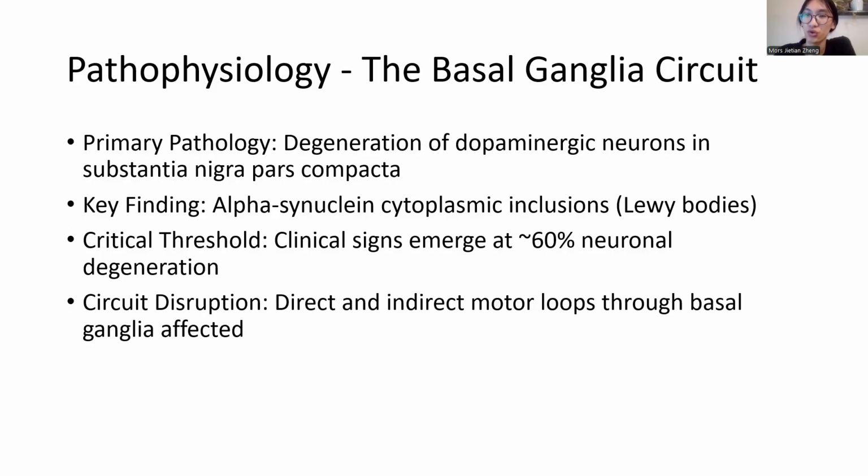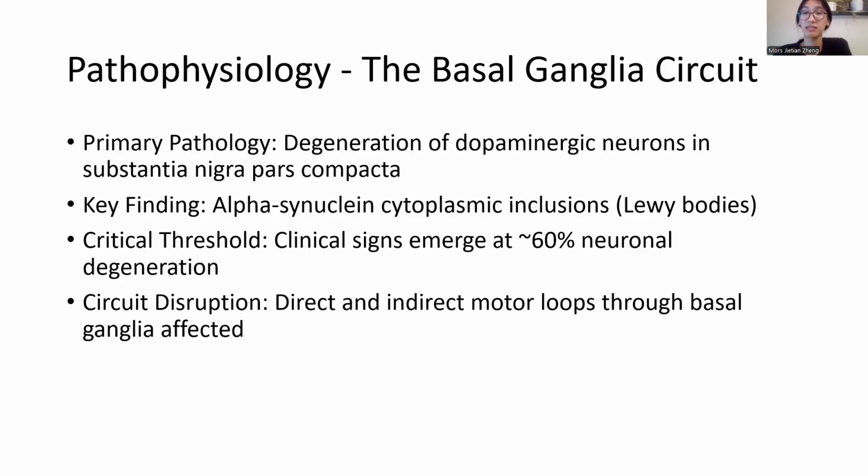As these neurons die, we also see the formation of abnormal protein clumps called Lewy bodies, which contain a misfolded protein called alpha-synuclein. Here's a sobering fact: by the time clinical signs become apparent, approximately 60% of these dopamine-producing neurons have already been lost.